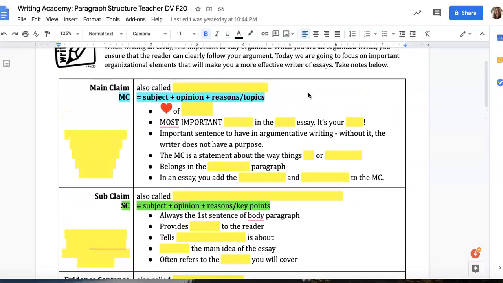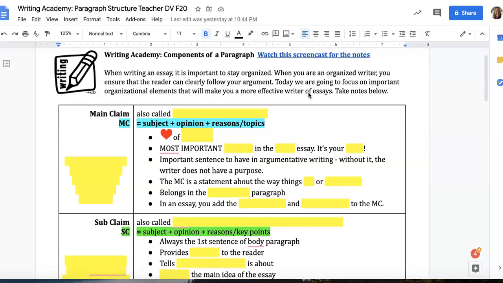So starting at the top, the main claim has been called many things, depending on the class that you're in. The main claim can also be referred to as a thesis, a premise, or an argument. So you may have been in another class where they said, okay, write a thesis. Main claim is also a term that's often used in science.